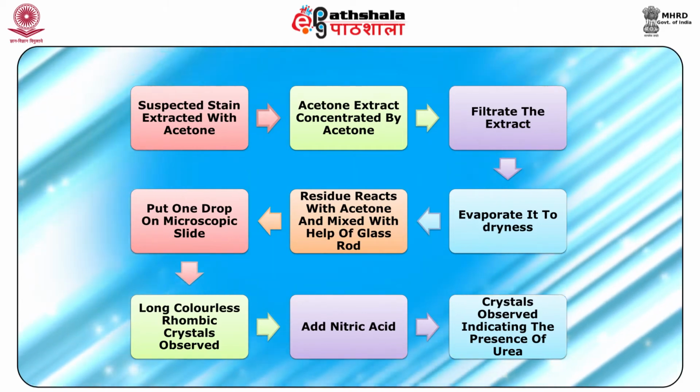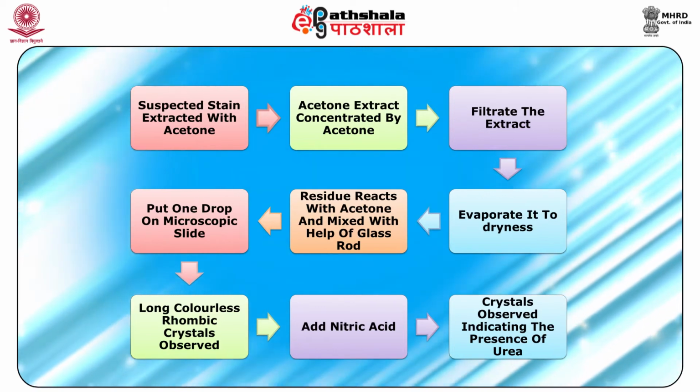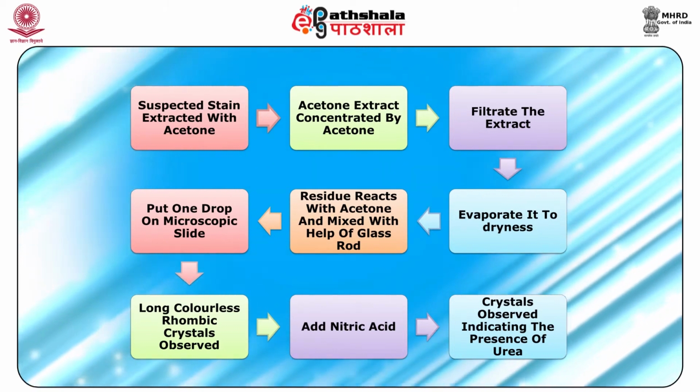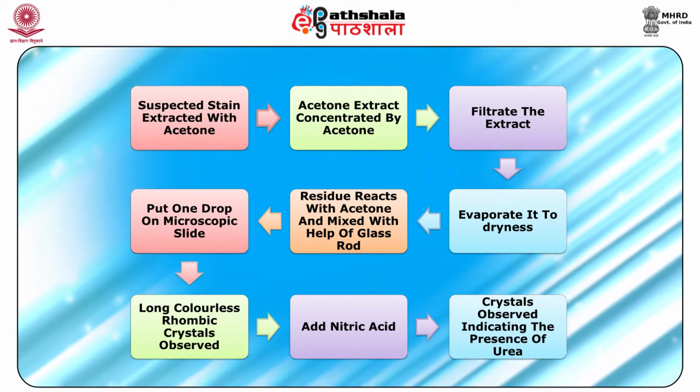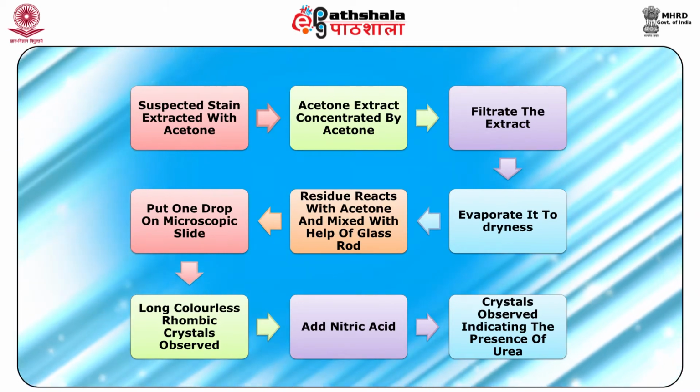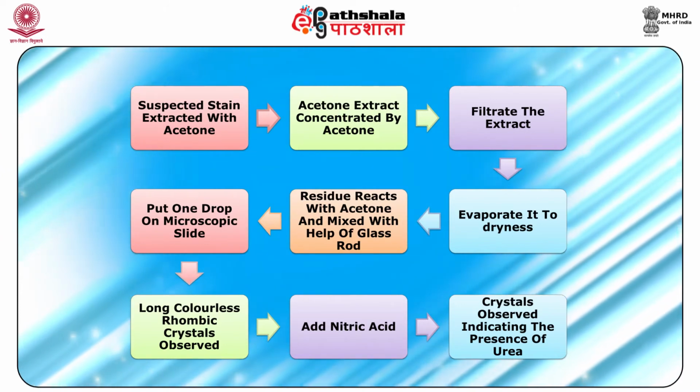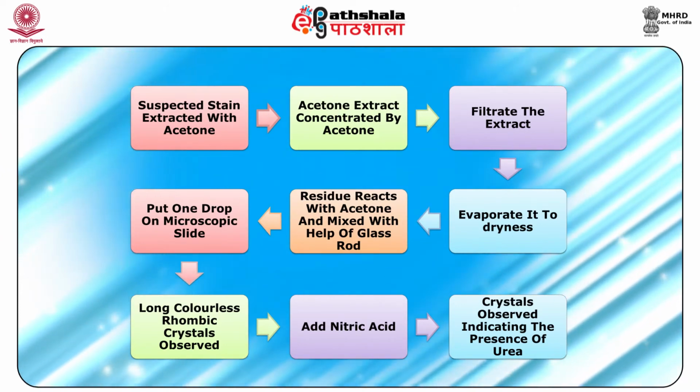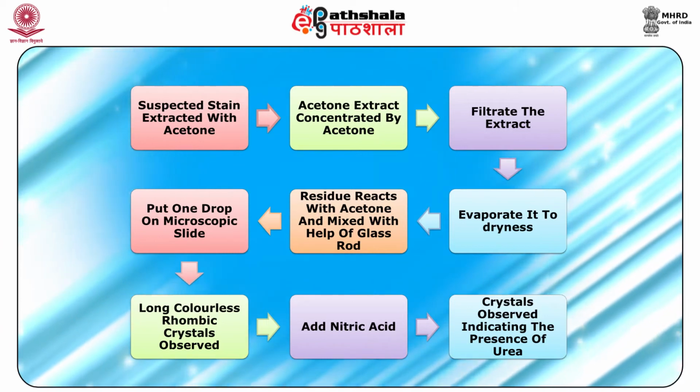The urea crystals may be observed. The crystals are long, colorless, 4 or 6-sided rhombic crystals. Add nitric acid solution with a glass rod, and the urea nitrate crystals may be observed, which indicates the presence of urea.